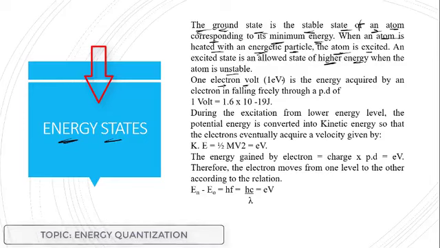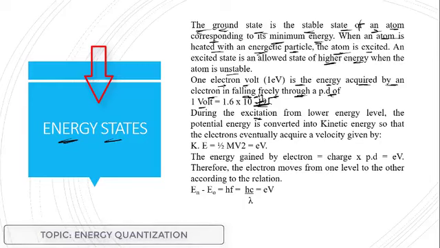1 electron volt, known as 1 eV, simply refers to the energy acquired by an electron in falling freely through a potential difference of 1 volt. And this is given as 1.6 times 10 raised to the power minus 19 joules. That is the value of 1 electron volt.